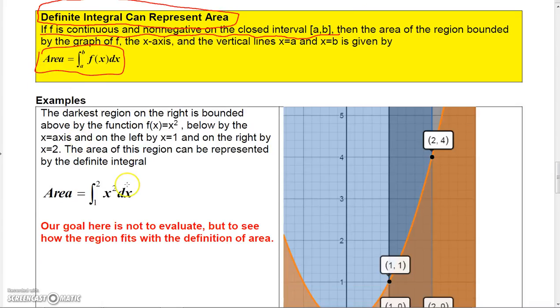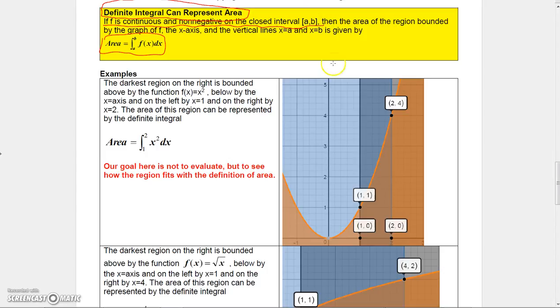Okay, so let's say you want to find the area here that's bounded above by this function here, and it's bounded below by the x-axis. It's bounded to the left by x equal 1 and bounded to the right by x equal 2.